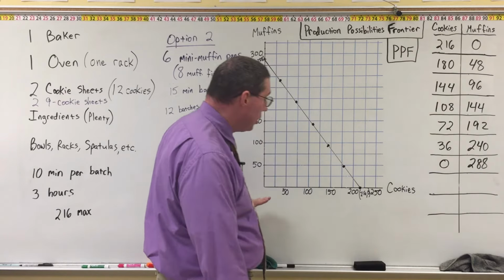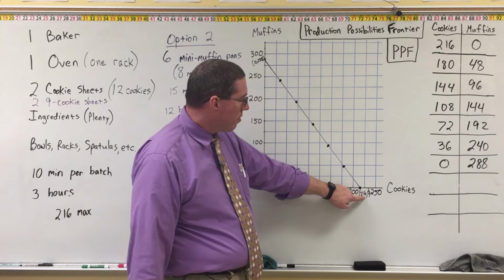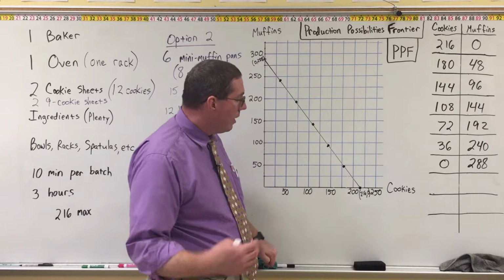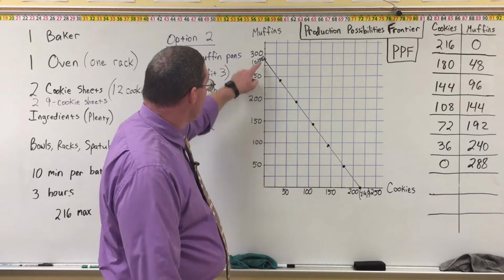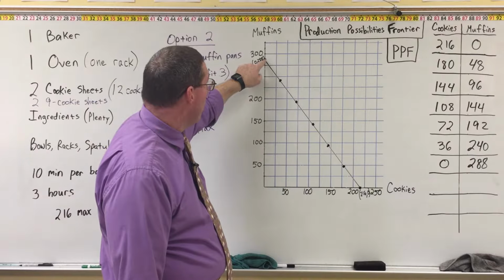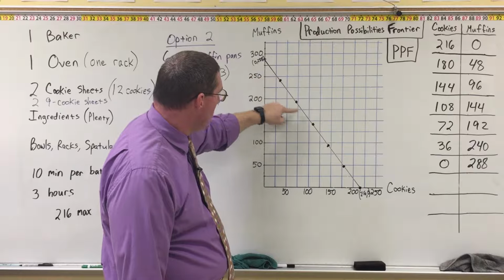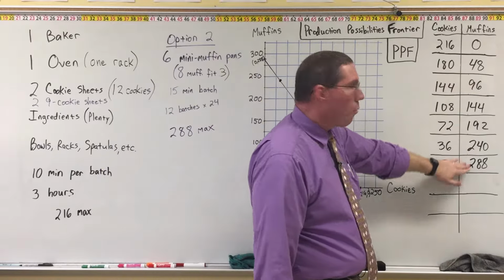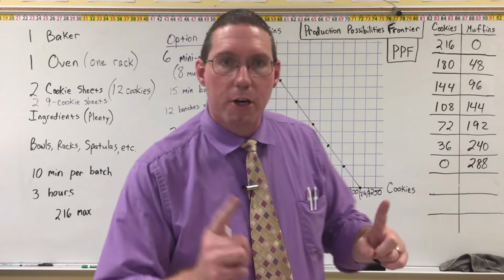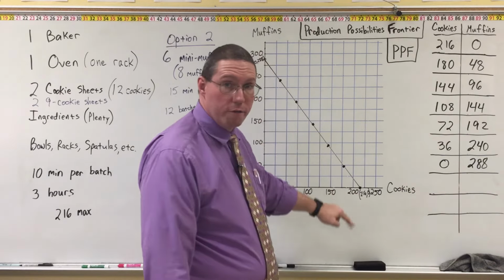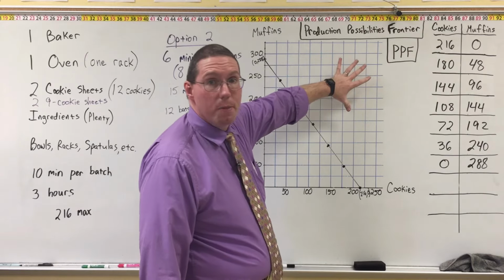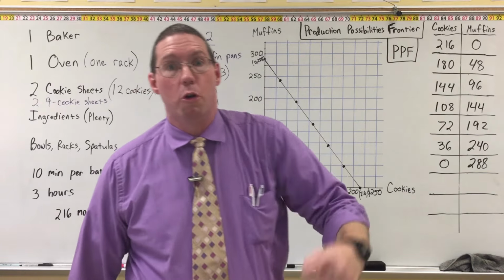So it would be efficient to produce 216 cookies and 0 muffins because that is on the curve. It would be efficient to produce 0 cookies and 288 muffins because it is on the curve. And every single point along here, all these combinations represent efficient combinations of cookies and muffins because they are on the curve. Now let's move outside of the curve. This region over here is the impossible region.